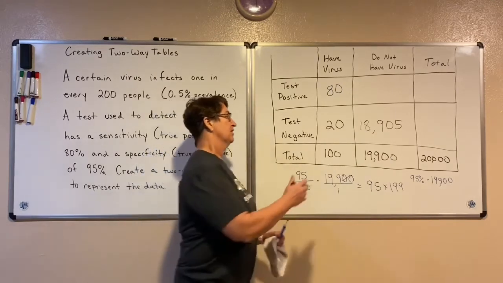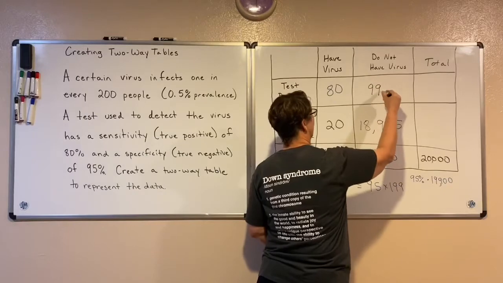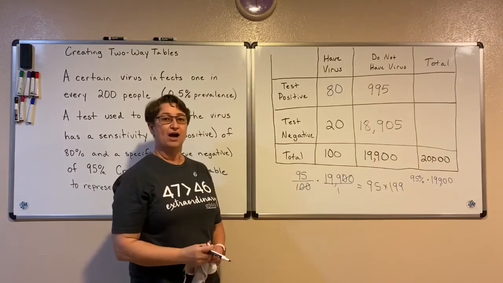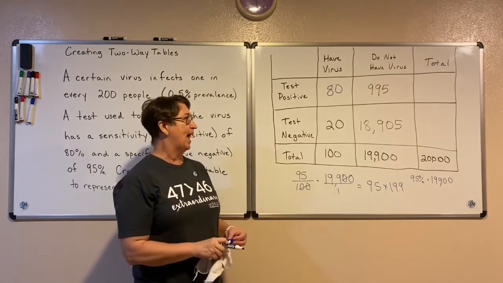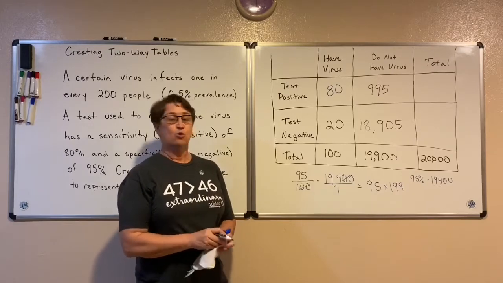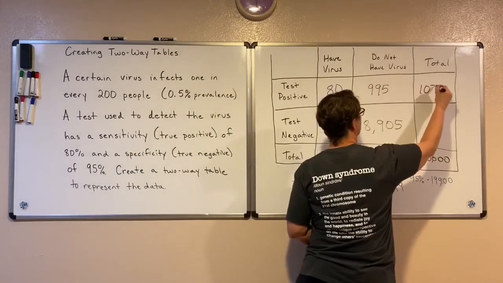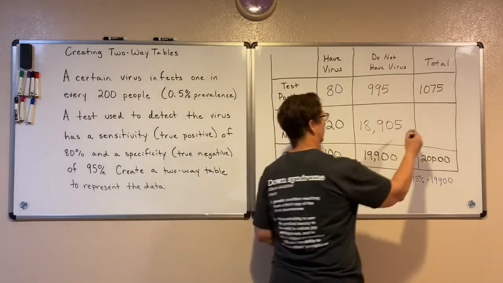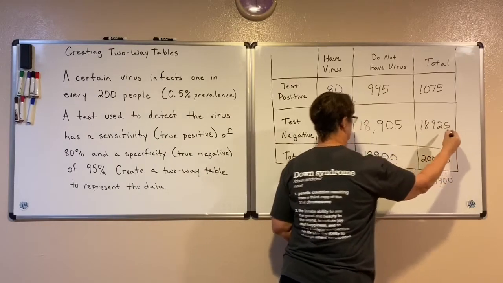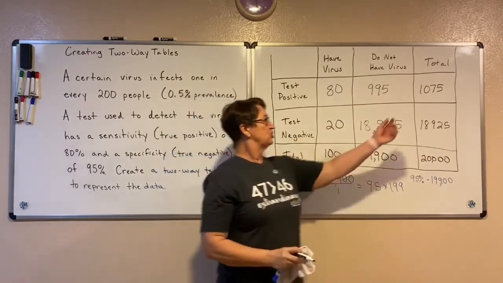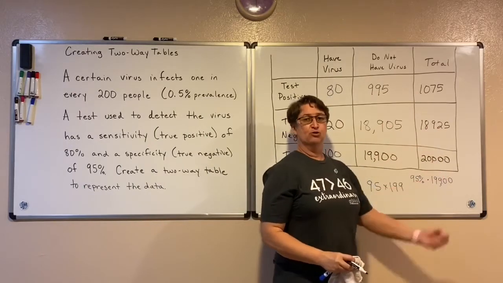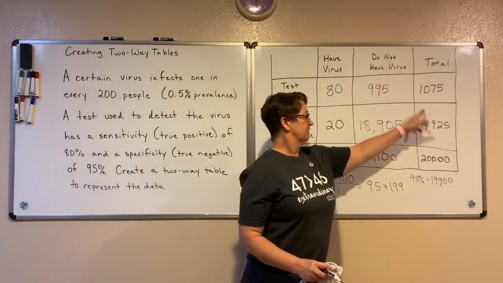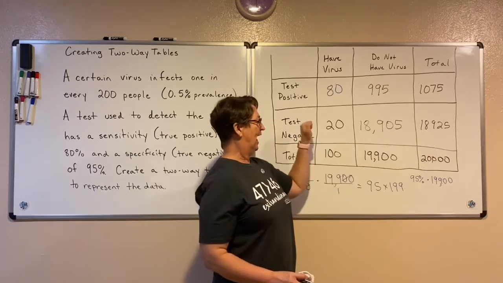But that means that 995 people, subtract there, 995 people walked away with a positive test. They walked away thinking they had the disease when they didn't. So we had a total of 1,075 positive tests, and we had 18,925 total negative tests. This should add up to be that column. So you can always check yourself, make sure that this adds to that, this adds to that, this adds to that, and then across they should all add up as well.